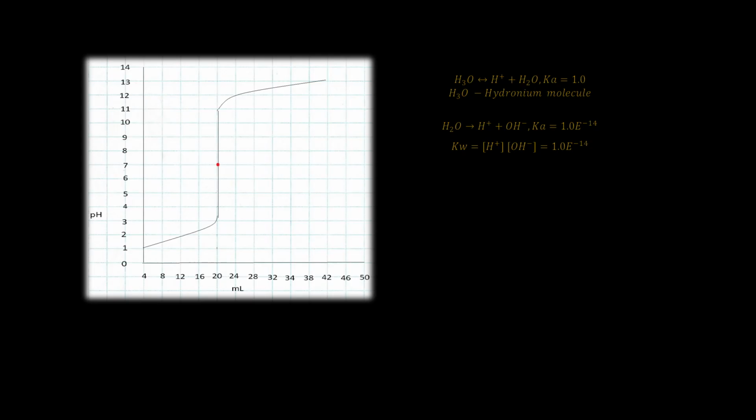What should be noted is that the larger the Ka value, the stronger the acid is, and the smaller the Ka value, the stronger the base is. Hydroxide, which has a formula of OH, and ammonia, NH3, are very weak acids, but extremely strong bases in solution.